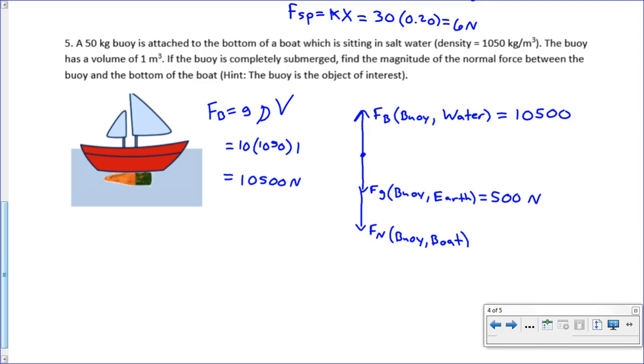And then if you balance these out, that means that the normal force would have to equal 10,000 newtons. And so the answer is 10,000 newtons.